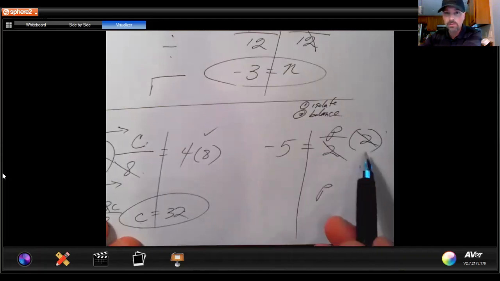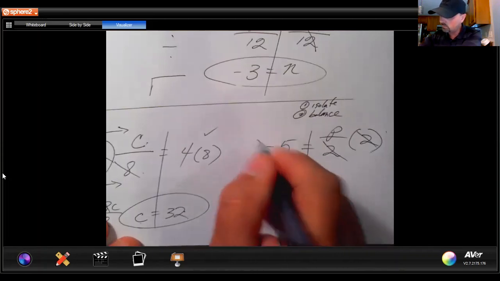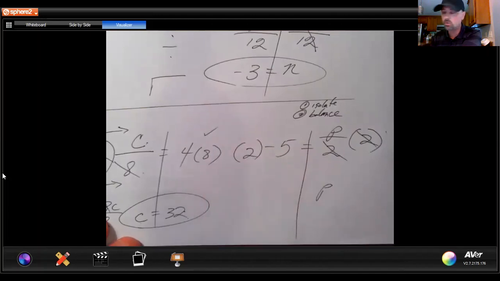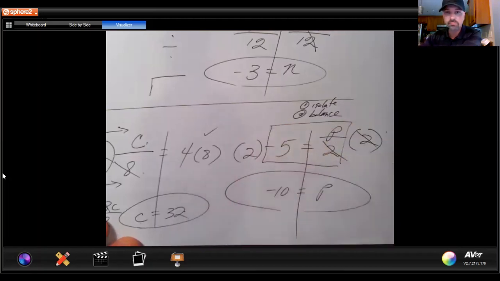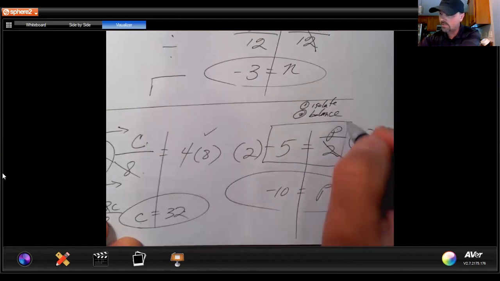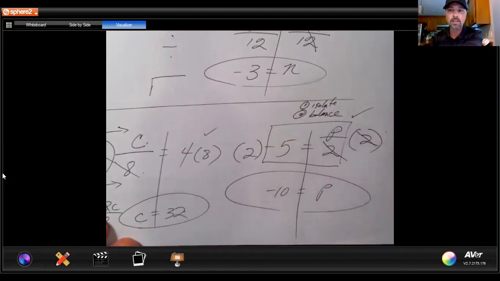Balance. I multiply this side by 2. I'm going to multiply that side by 2. 2 times -5 is -10. P is equal to -10. Check our work. Here's the original equation. Okay, so I'm saying P is -10. -10 divided by 2 equals -5. That's true. I got the answer correct.